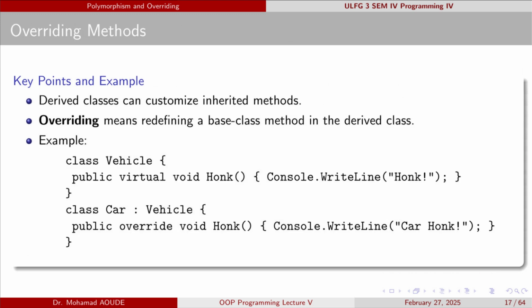Overriding is how derived classes change or extend the behavior of base classes. Here's how it works. The method in the base class must be marked virtual. The method in the derived class must use override. Example: public virtual void Honk is overridden in the Car class. Logic: the method name stays the same. The implementation changes, allowing customized behavior while still treating the object as its base type. This enables polymorphism. Objects behave correctly even when accessed through a base reference.